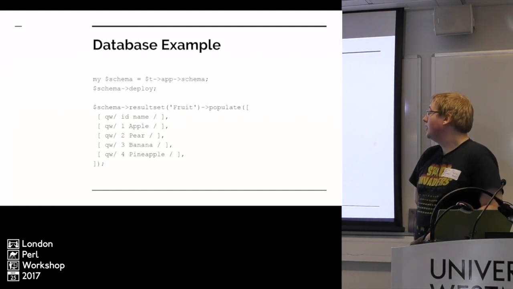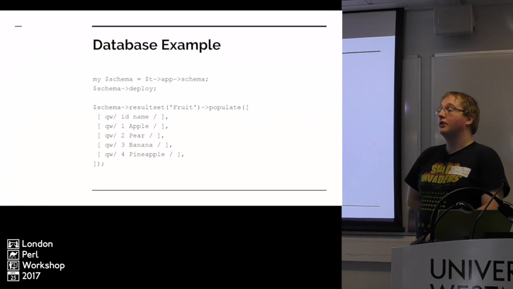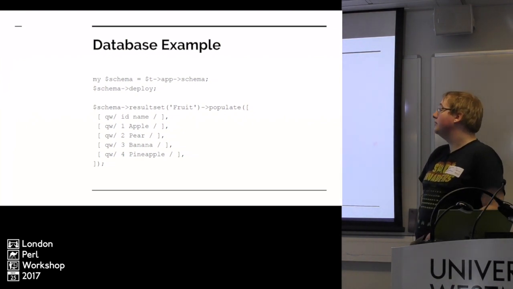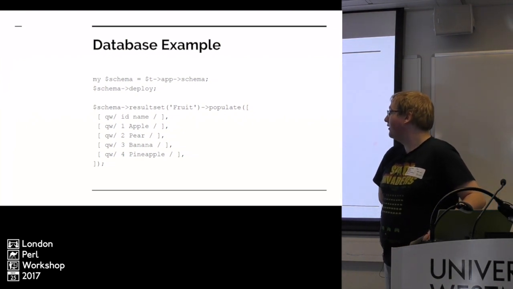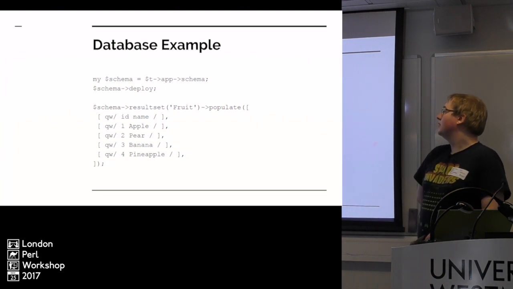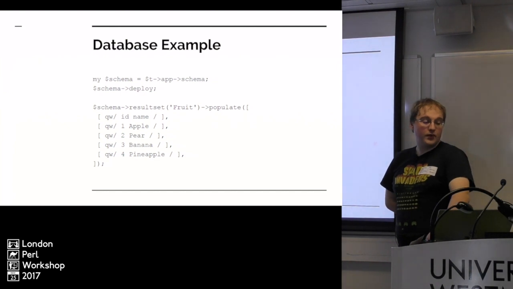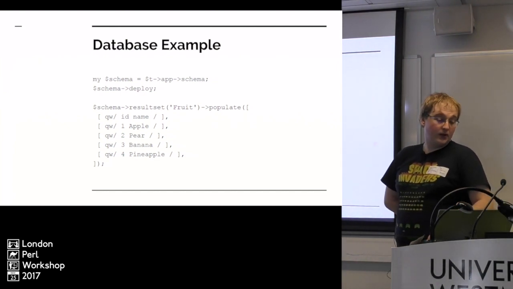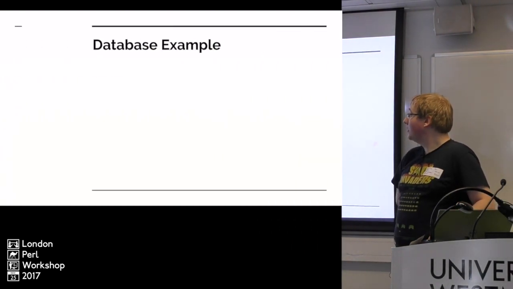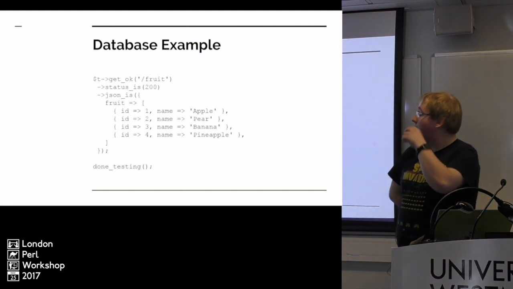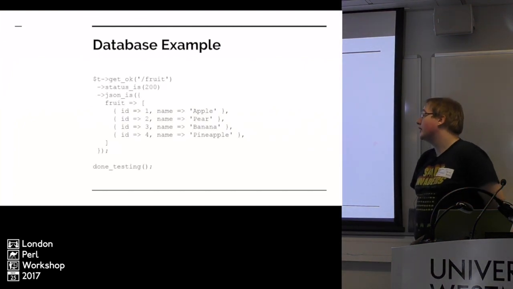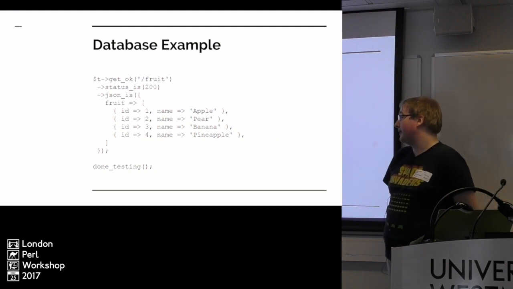So this is what you can do. You could just grab the schema object in your application, deploy it, and then populate it directly in there using the normal DBIC method of populate. It's getting a bit longer, but it works. So then we can add another test and make sure that the endpoint JSON you get back is exactly what you expect it to be.